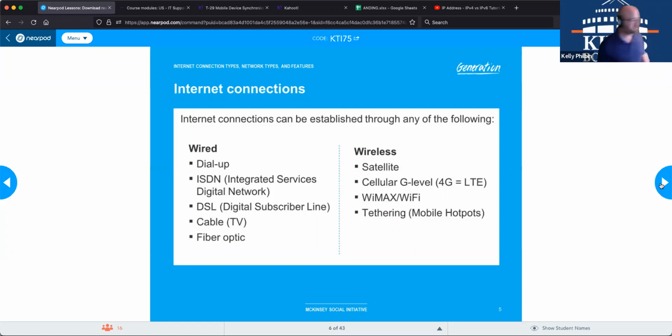ISDN, or Integrated Services Digital Network, DSL, the digital subscriber line, cable TV, which is hands down the most popular at the moment, and fiber optic, which is the most coveted at the moment. Then we get over to our wireless, where we have satellite, cellular. 4G is currently the dominant factor, but we are evolving into the 5th generation as we speak, and that can change a whole lot of things with regards to internet connectivity with speeds and capabilities. And then we have WiMAX, Wi-Fi, and then we also have tethering.